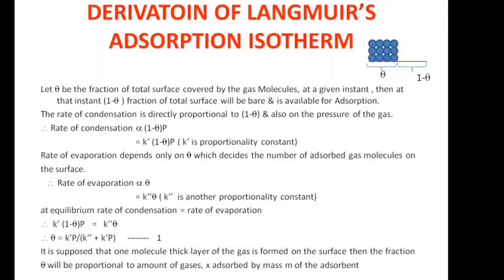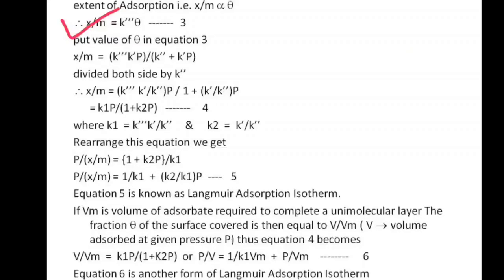Now the extent of adsorption is directly proportional to theta, because theta is the adsorption. Therefore x by m is directly proportional to theta. Again we take a proportionality constant, K triple dash, so x by m is equal to K triple dash into theta. Now put the value of theta from equation 2 in equation 3. So we get x by m equal to K triple dash into K dash P divided by K double dash plus K dash P.